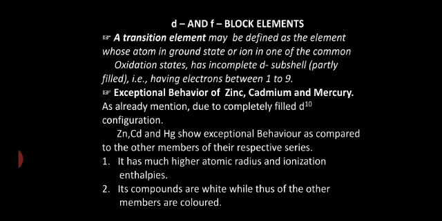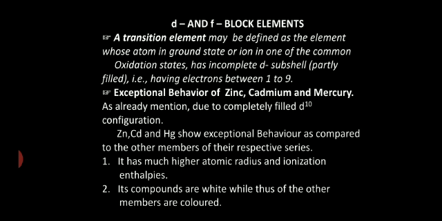What we find is that in general the atomic radii of transition elements belonging to a particular series decrease with increase in atomic number. The decrease becomes small after midway. The atomic radii of transition elements belonging to a particular series decrease with increase in atomic number. Clear?